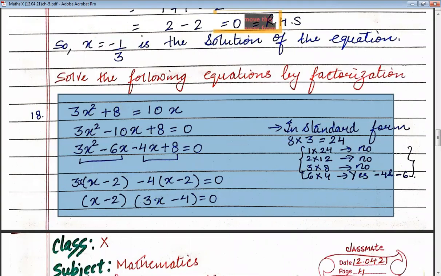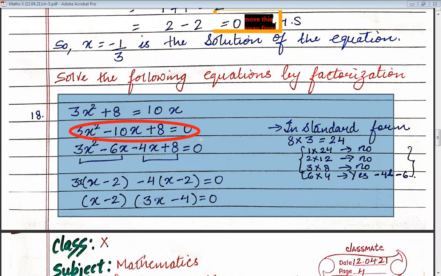Now children, have a look here. First one is 3x square plus 8 is equal to 10x. Right, now this is not in the standard form of quadratic equation, so just convert it into standard form. So 10x you will bring it on the left hand side. So your quadratic equation here is 3x square minus 10x plus 8 is equal to 0. I repeat my quadratic equation, that is 3x square minus 10x plus 8 is equal to 0.